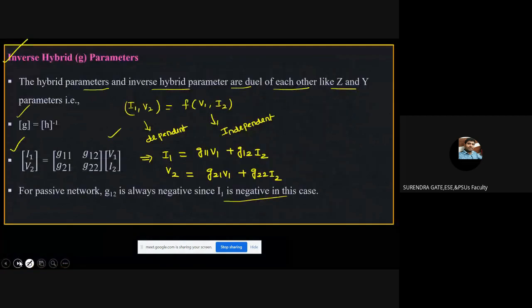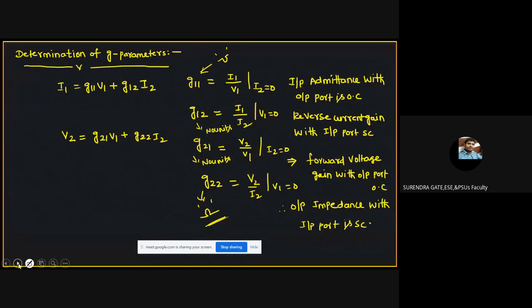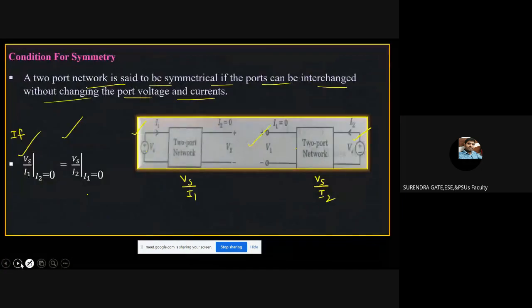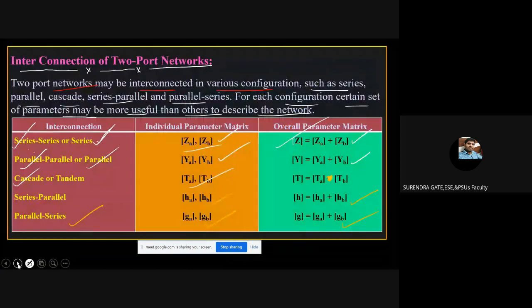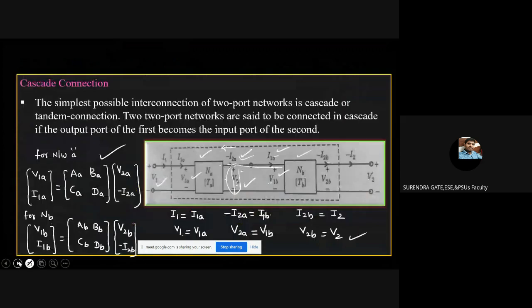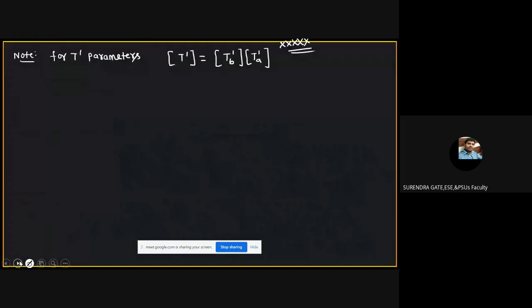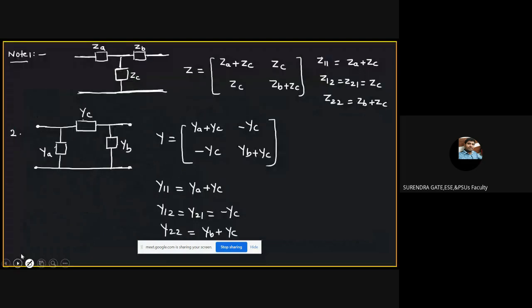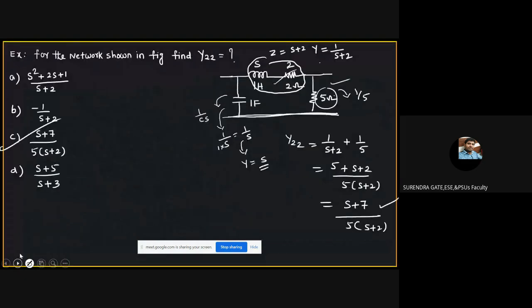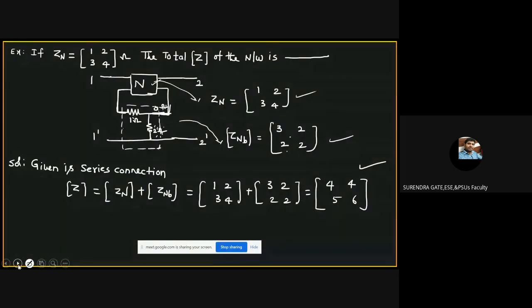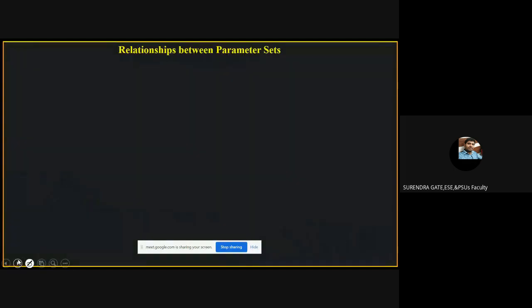Different types of parameters, how to calculate the different types of parameters, I discussed. Then the condition for reciprocity and symmetry I also gave. Then interconnection of two-port networks, I explained in detail. Please go through all these points. And I solved some models of questions that I already covered with respect to two-port networks.